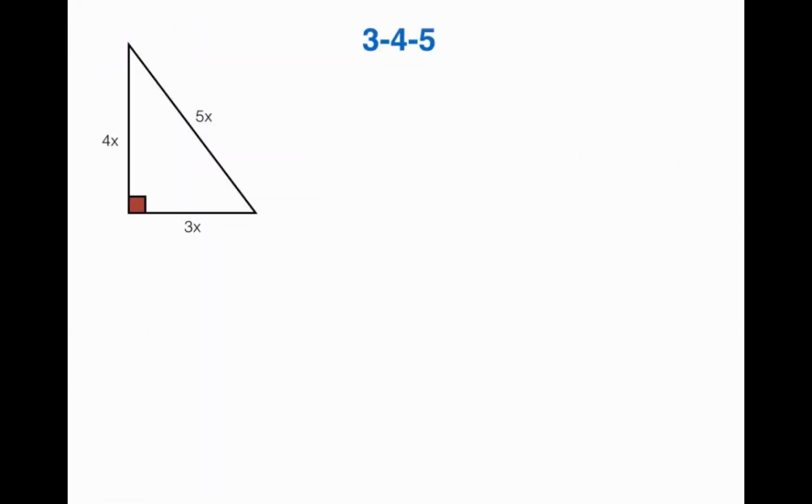The last kind of special triangle I want to talk about is a 3, 4, 5. It has nothing to do with the angles, it's all about the sides. This is what a 3, 4, 5 looks like. 3x, 4x, 5x, where x is some factor that they all have in common.